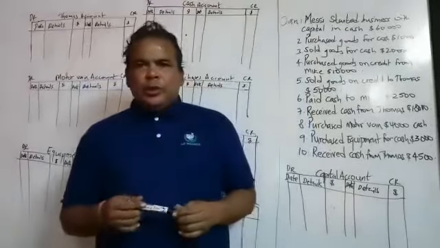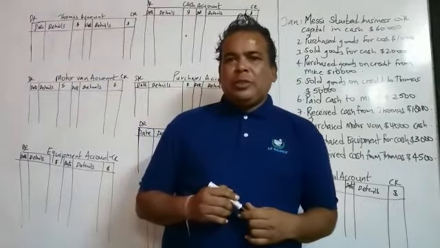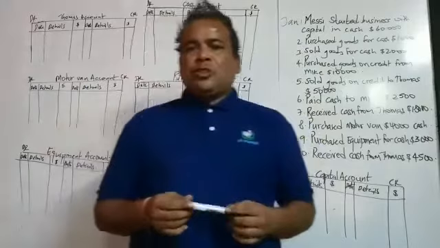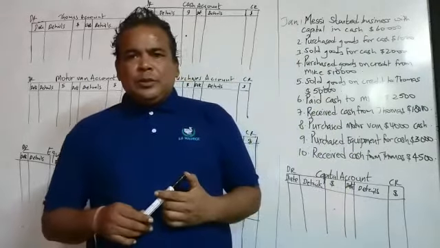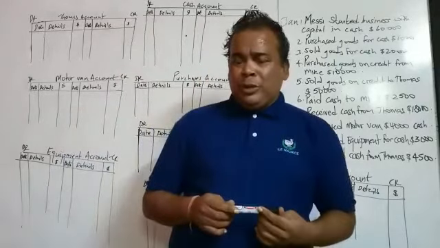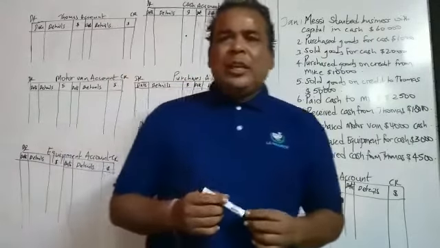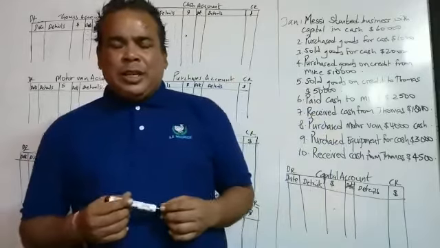Yes, today we are going to see how to record business transactions in the ledger. The transaction will be given. We just have to know the double entry, the account to be debited and the account to be credited. Then we record it in the ledger. The ledger is divided into two parts, debit side and credit side.